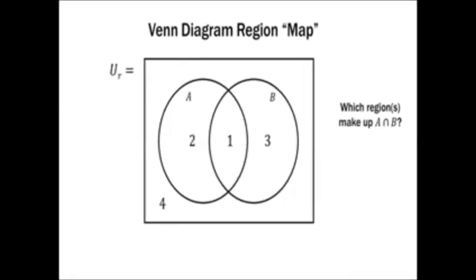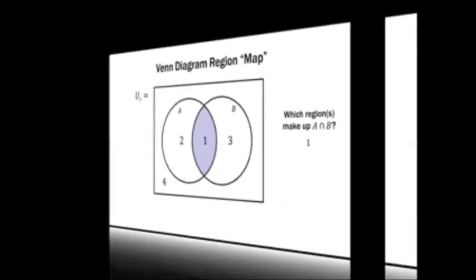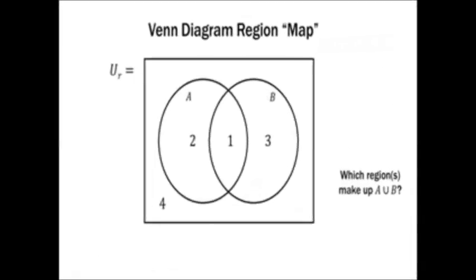Which regions make up A intersect B? Well, if you know anything about intersections, you know that that is region 1 there in the middle. So we can shade it like that. Which regions make up A union B? Well, we know the union is anything that's in A, B, or both. So it's regions 1, 2, and 3. And we can shade it like that.